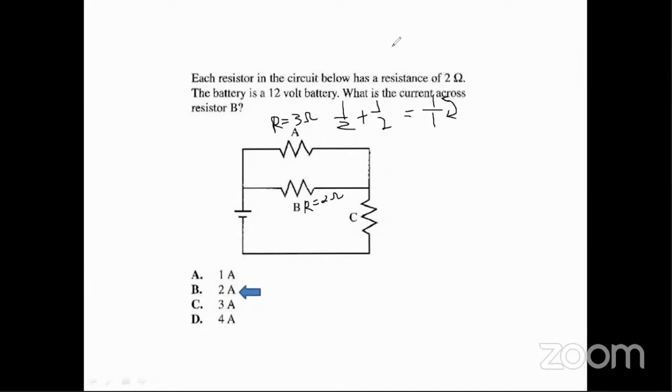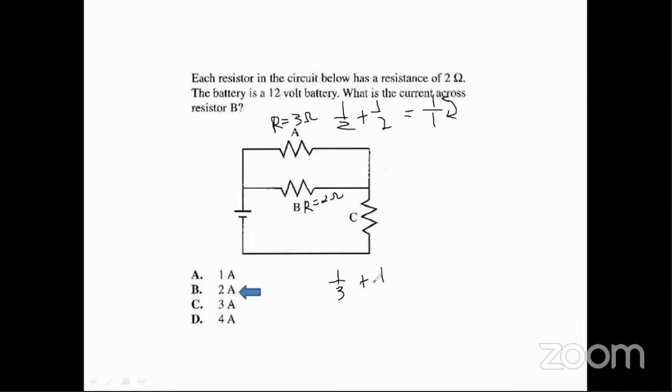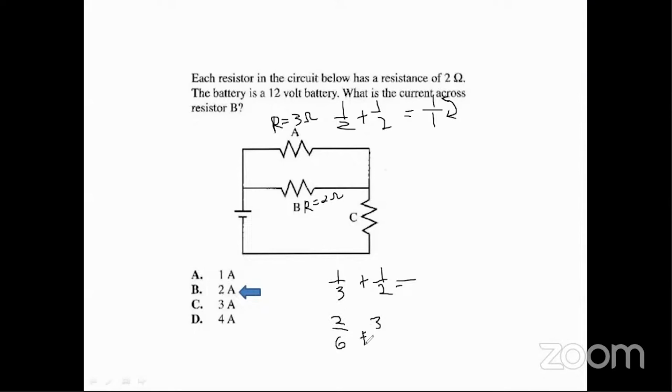Yeah, somebody asked if the resistance were different. So I said, for example, if the resistance of A was now 3 ohms and the resistance of B was still 2 ohms, you would do it this way: 1/3 plus 1/2 is equal to, so you have to find the least common factor. So you would do 2/6 plus 3/6.